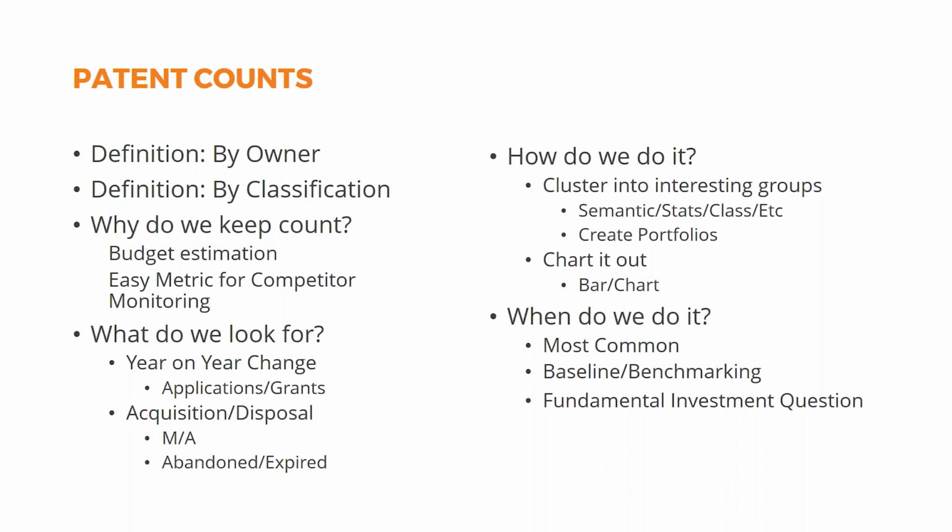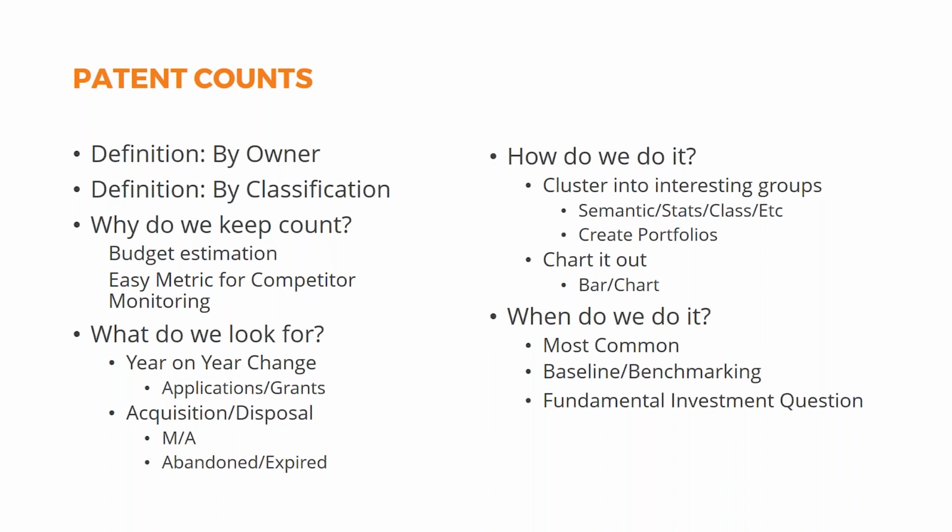Patent counts by owner is self-explanatory. How many patents does a patent owner own, how many did they get organically, and how many did they get by acquisition? Another definition is by classification code: how many of them are in a particular category of technology, and so forth, what do they have less of, what do they have more of.